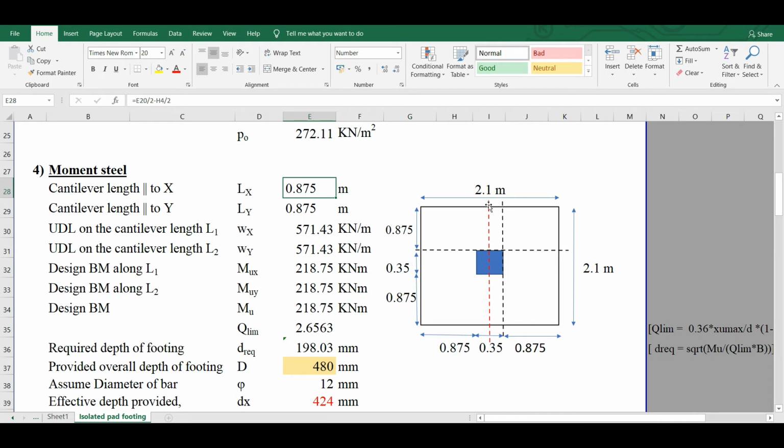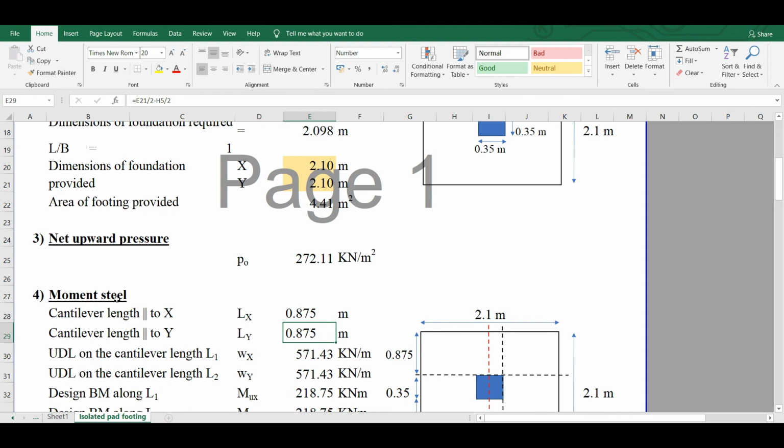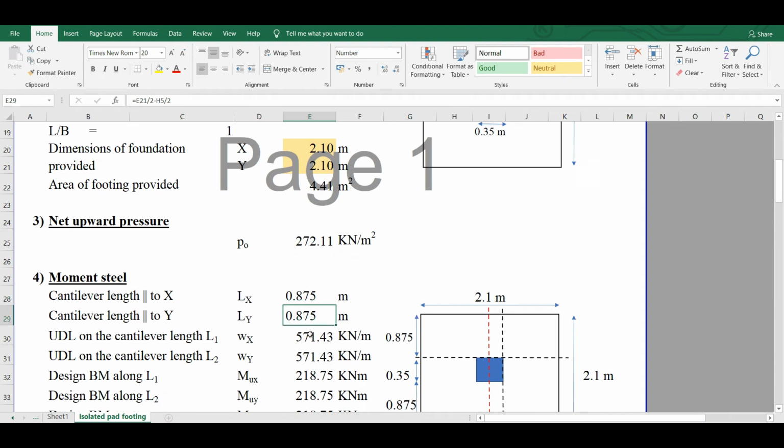So I will reach this red line. Now half of 2.1 meter minus half of this column dimension, so I will reach here to the black line. So the cantilever portion length will be equal to half of 2.1 minus half of the column dimension, that is half of 0.35 meter. So I will get the cantilever lengths in both the directions.